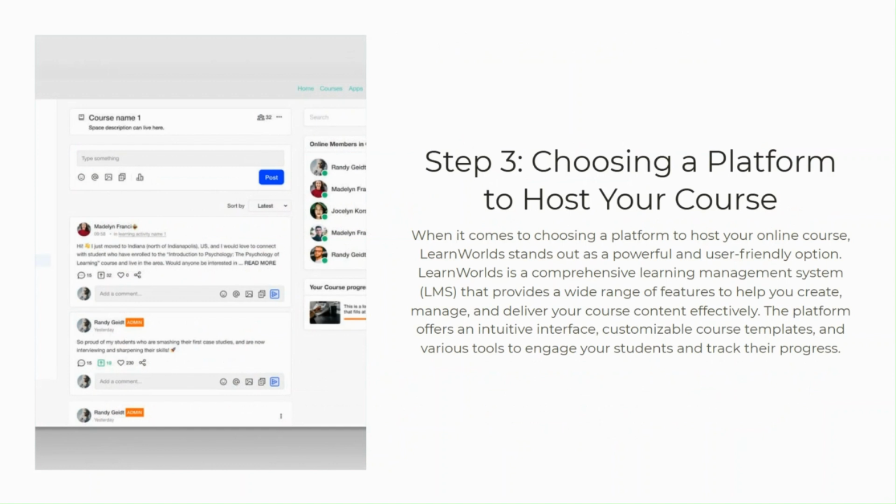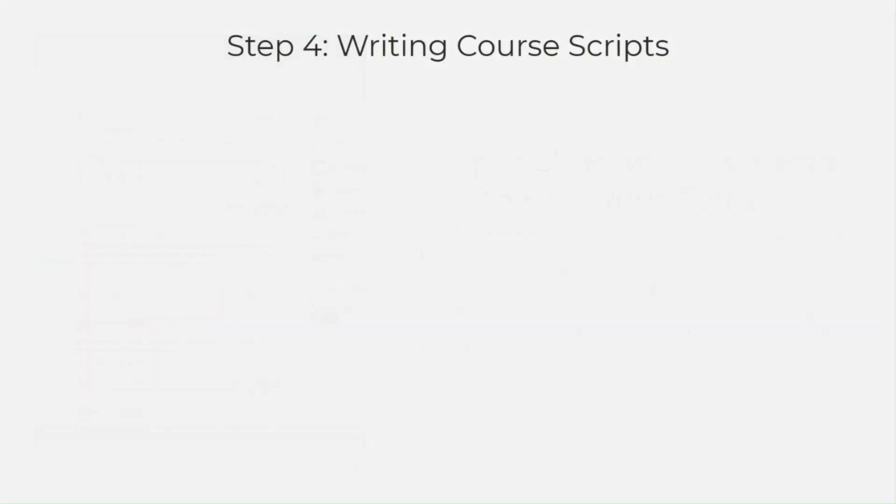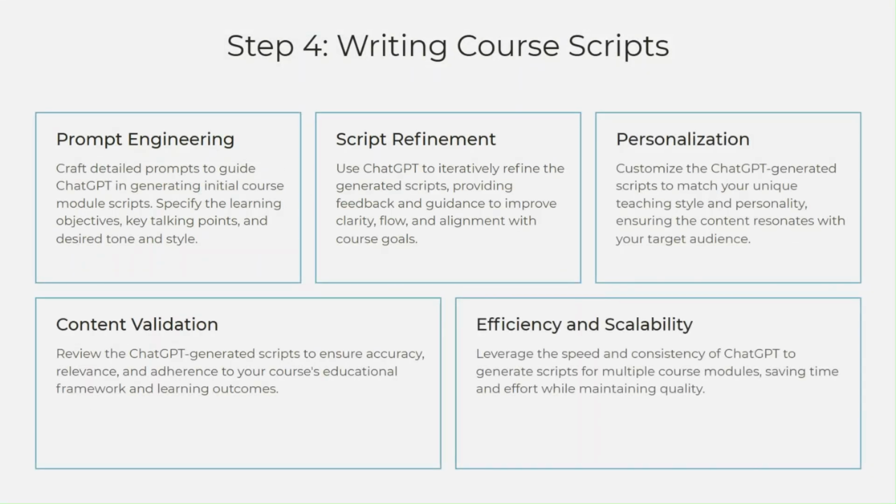Step 4. Writing course scripts. Each module of your course needs a script. Generate scripts with ChatGPT. Prompt: write a detailed script for Module 1 of a course on making money with AI tools. Example output: welcome to Module 1. In this module, we'll explore the basics of AI generation, key tools, and how they are reshaping industries. Refine the scripts. Edit for clarity, tone, and engagement.